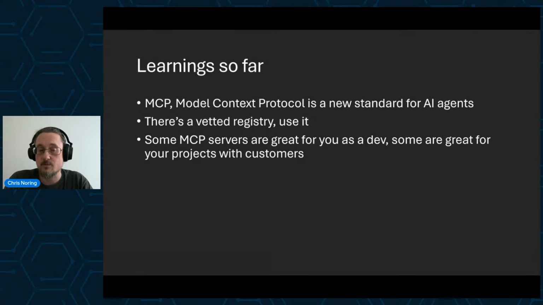But there is a vetted registry. So go inside of your extensions view on the left menu and start typing @MCP, and you will see a list of vetted servers. You can install those with great confidence. Some MCP servers are great for you as developers, but some others are great for your projects with customers. For example, Stripe has its own MCP server, and most of the business systems that you're likely to interact with have their own MCP servers as well. Figma, for example, has a great MCP server. So if you're someone who generates a lot of UI sketches, Figma is definitely worth looking into.